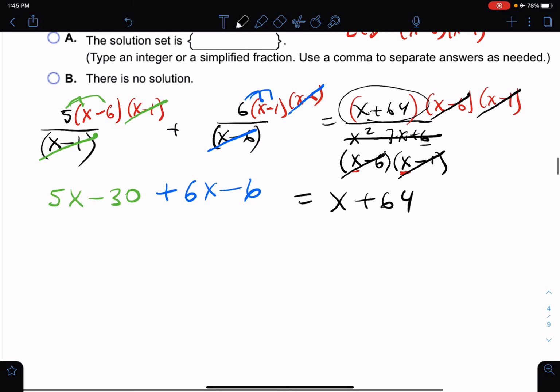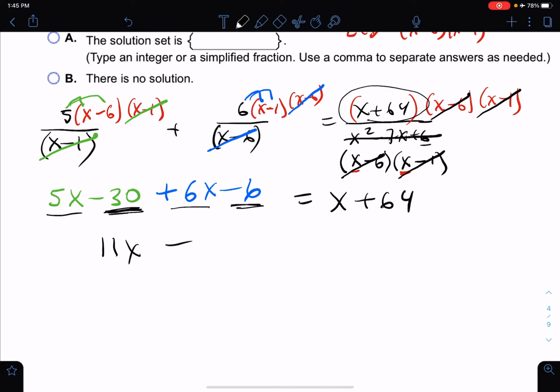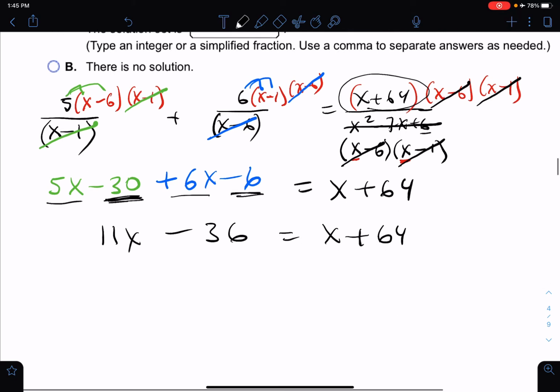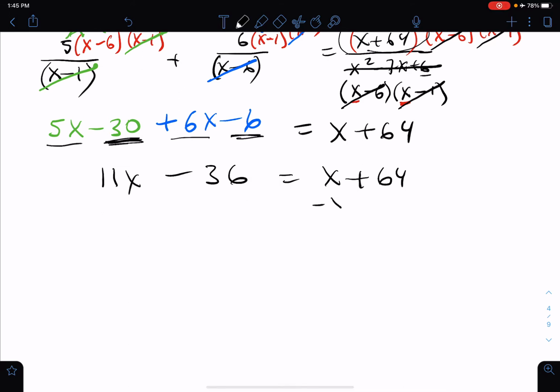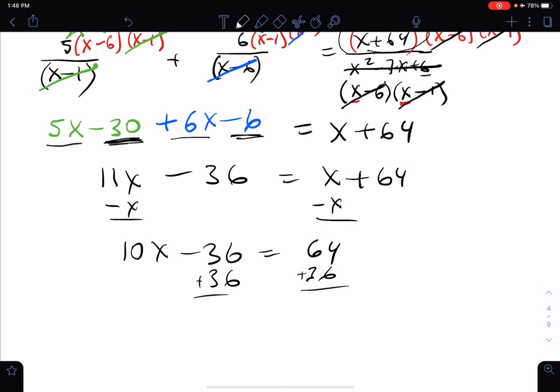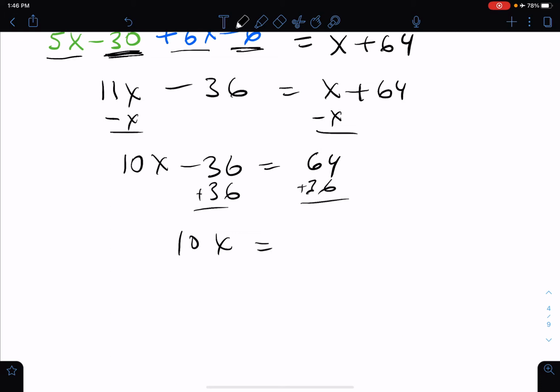Now let's combine like terms. So I've got 5x and 6x, which is 11x. And I have a negative 30, minus 6, which is minus 36. There we go. Let's go ahead and solve for x by subtracting x on both sides. This, of course, is going to give us 10x minus 36 equals 64. Let's add 36 to both sides. This gives us 10x equals 100. Divide by 10, and that's an easy problem.